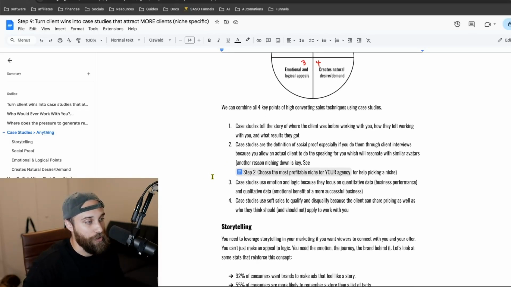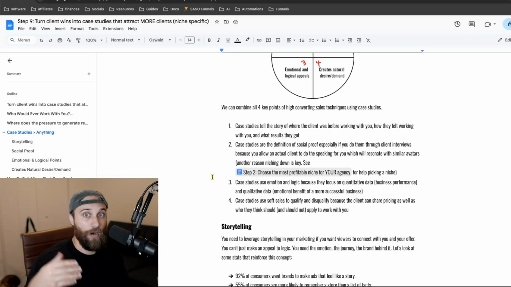Number 3, case studies use emotion and logic because they focus on quantitative data, which is basically the numbers, the business performance, and qualitative data. This is the emotional benefit of a more successful business, right? We are happier, we are more organized, we are whatever, right?